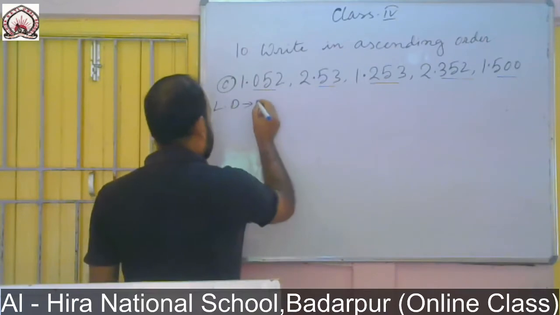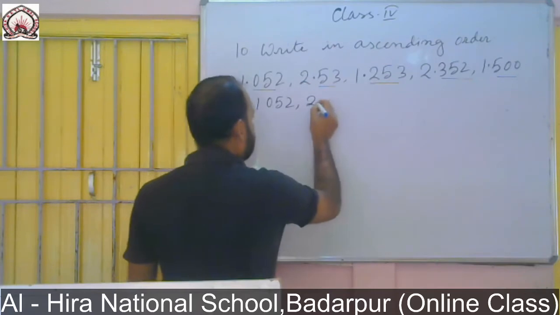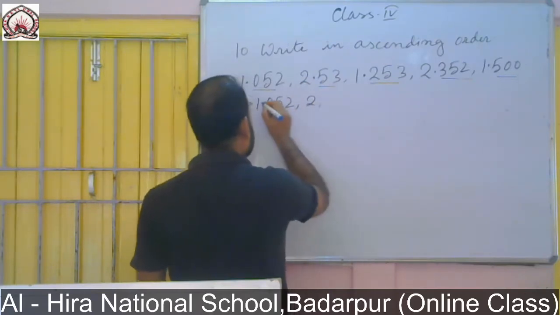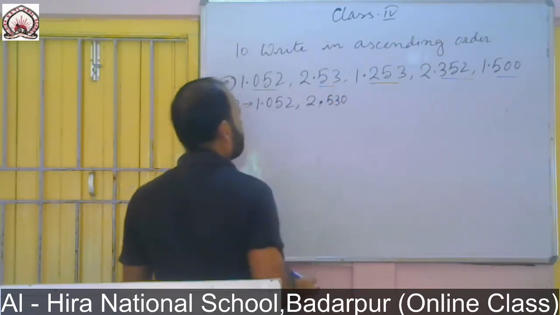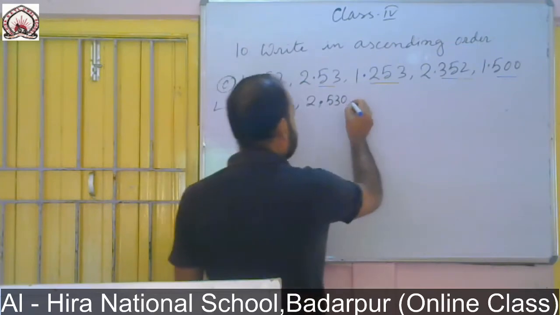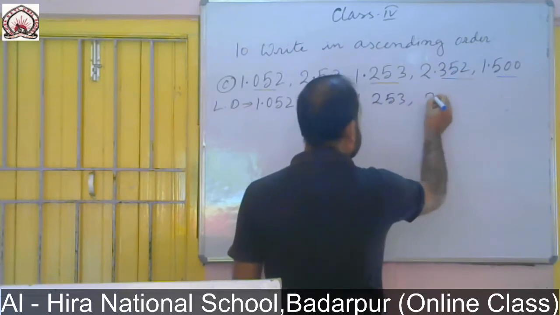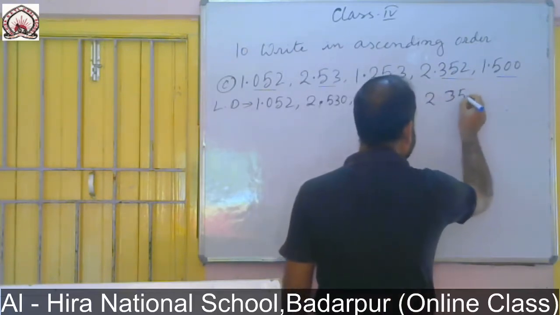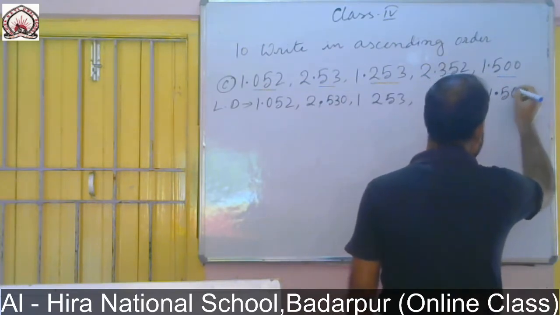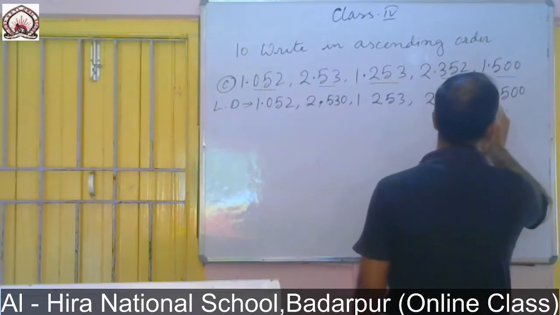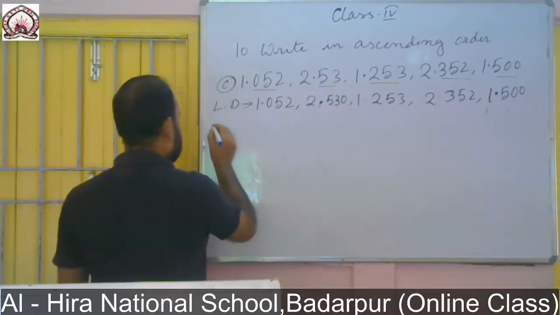So first we write 1.052, then 2.530. We add 1 zero to make like decimal. Next 1.253, next 2.352, next 1.500. Now we write the ascending order.